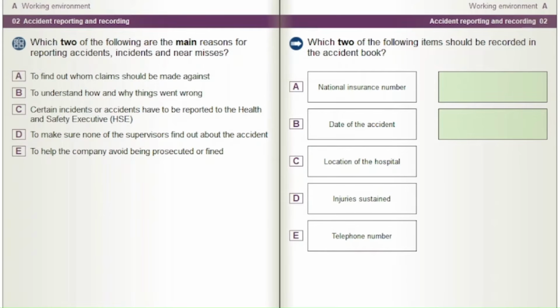Which two of the following items should be recorded in the accident book? National insurance number. Date of the accident. Location of the hospital. Injuries sustained. Telephone number.